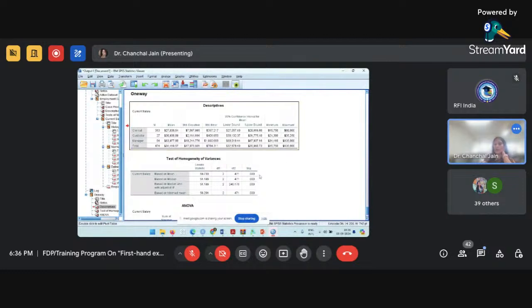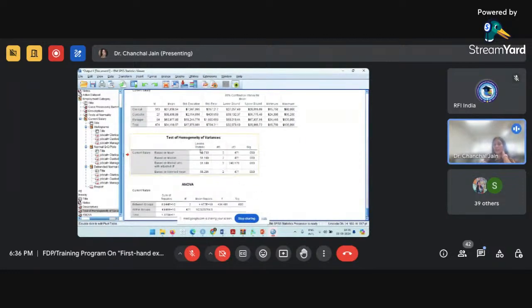Coming to the test of homogeneity of variances, right? We can consider the test of homogeneity of variances using usually the mean, as we know that ANOVA is a parametric test. So generally we need to consider the mean, but we have also seen that the assumptions were violated by your data. In that case, we can report this test of homogeneity of variances using the median also, right? But in both cases, you can find that the significance value is less than 0.05.